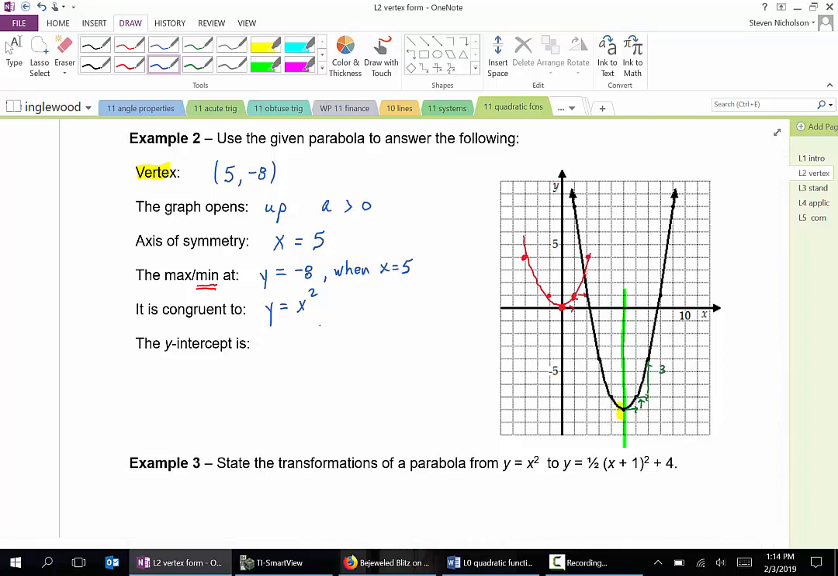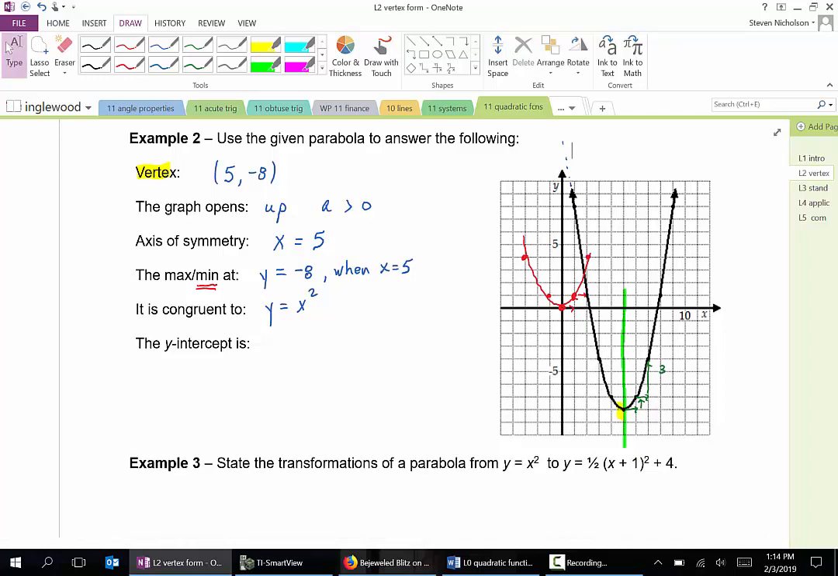And finally, the y-intercept. Remember, the y-intercept is the place this thing crosses the y-axis. On our picture, we can't see it, so the y-intercept is going to be up here somewhere. All we have to know in order to find the y-intercept is that where the graph crosses the y-axis, the x value is going to be equal to 0. So in order to figure out the y-intercept, we're going to have to figure out the equation of this thing.